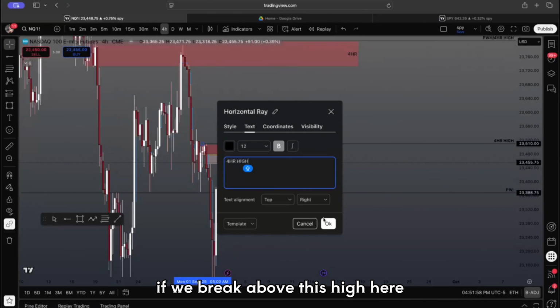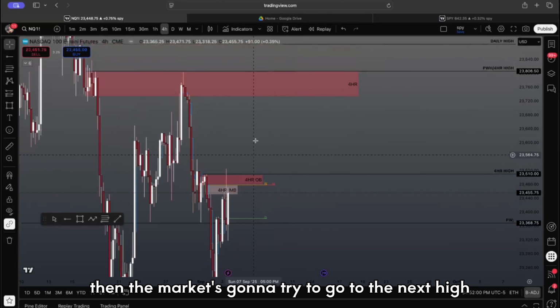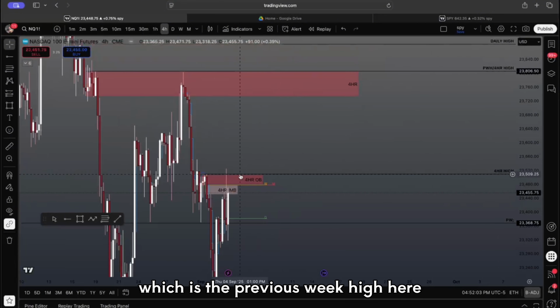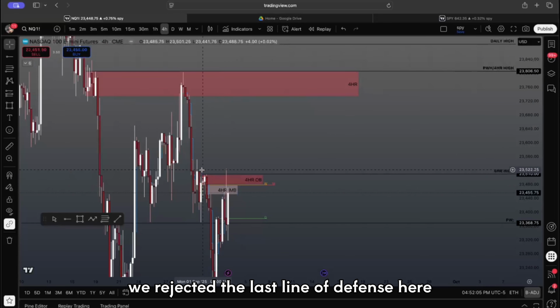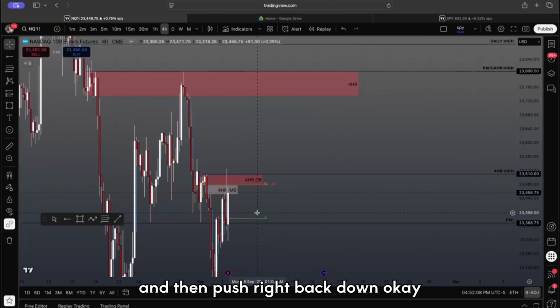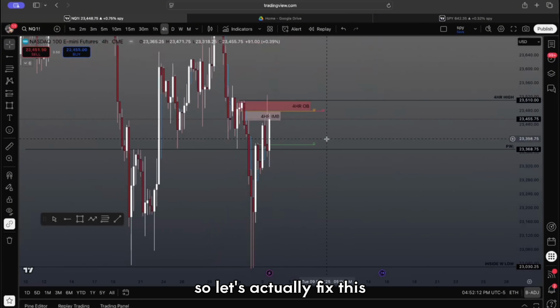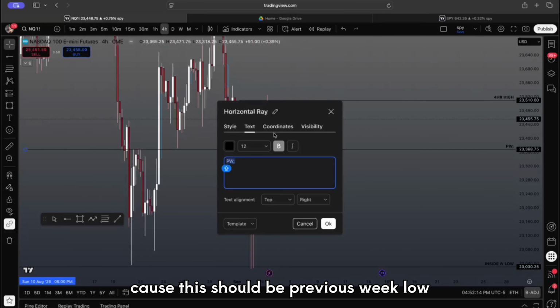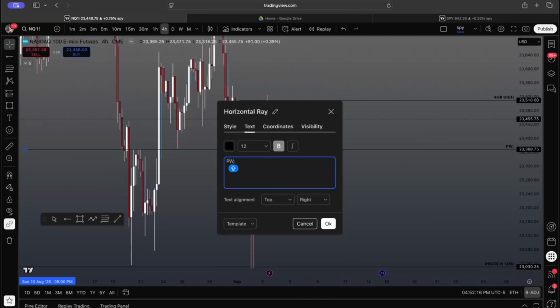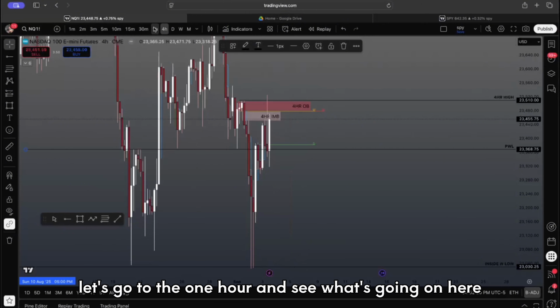If we break above this high here, then the market is going to try to go to the next high, which is the previous week high here. As you guys can see, we rejected the last line of defense here and then pushed right back down. Okay, so now let's go ahead and look at the chart a little bit more. So let's actually fix this because this should be previous week low. Right, okay. So now let's go to the 1 hour and see what's going on here in the 1 hour.